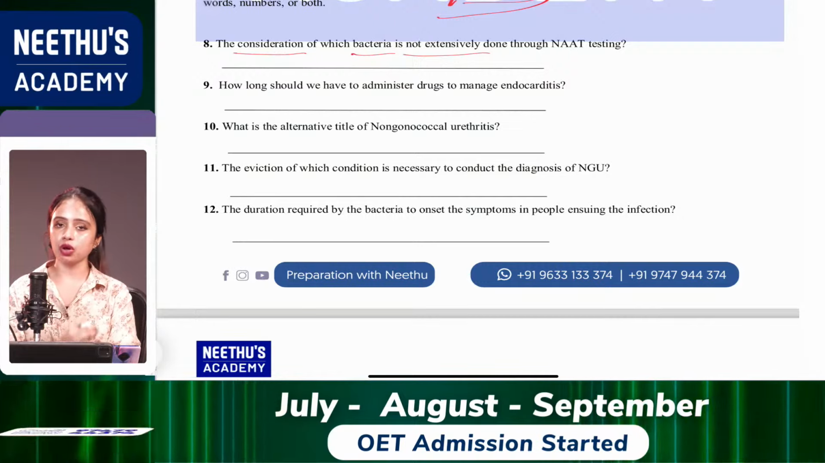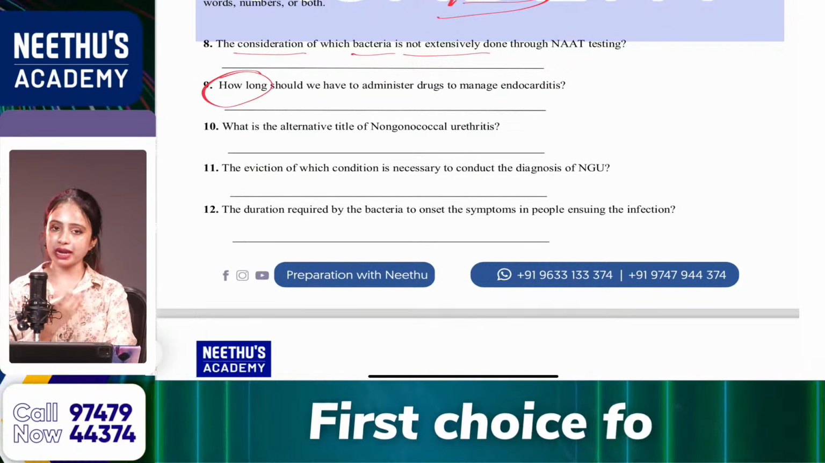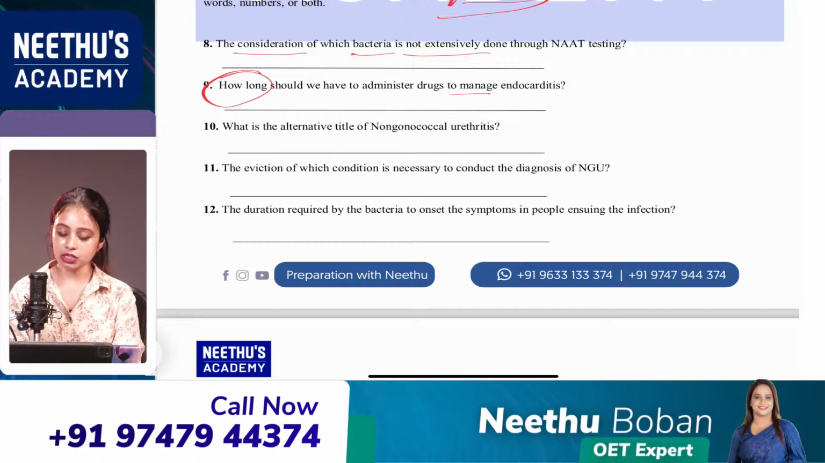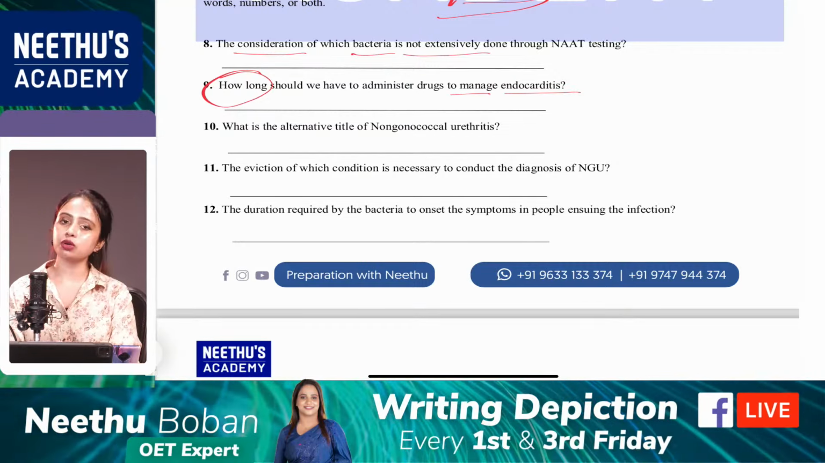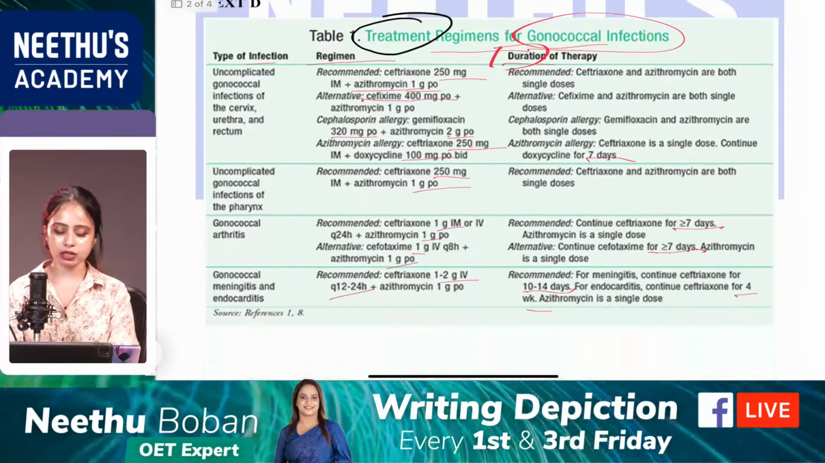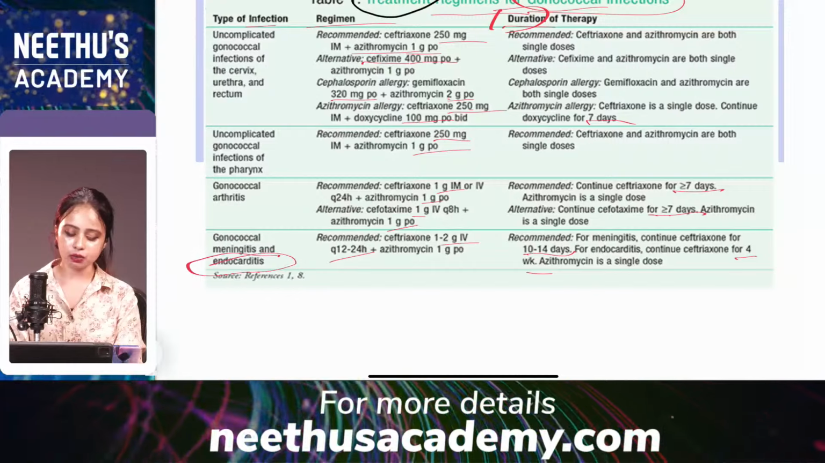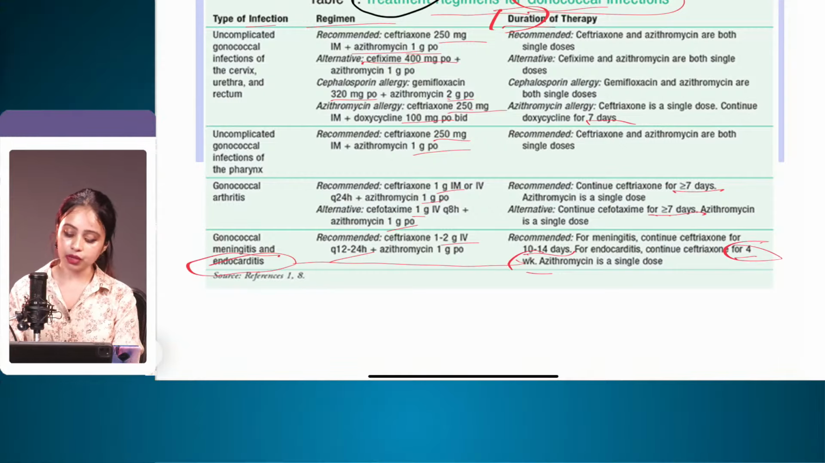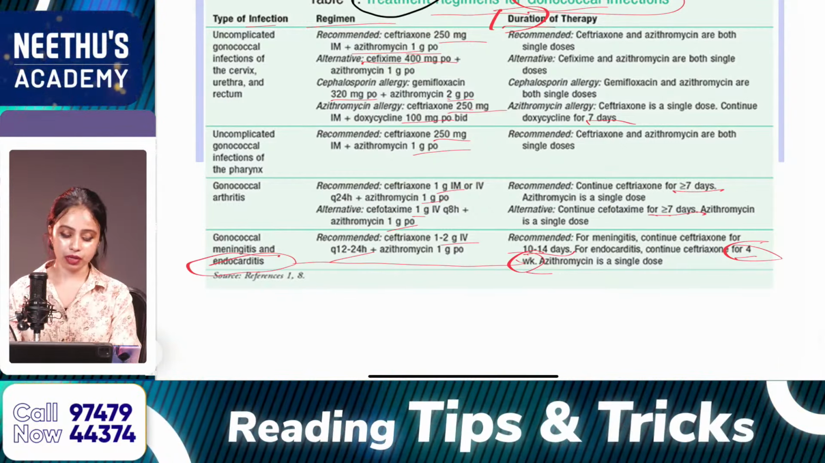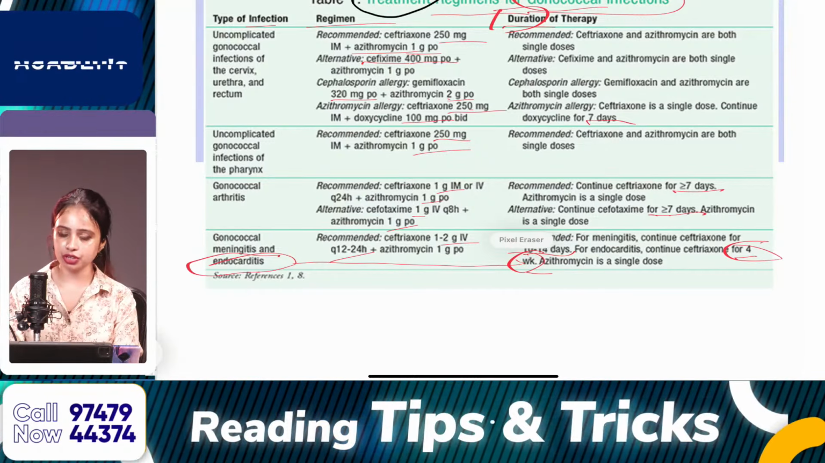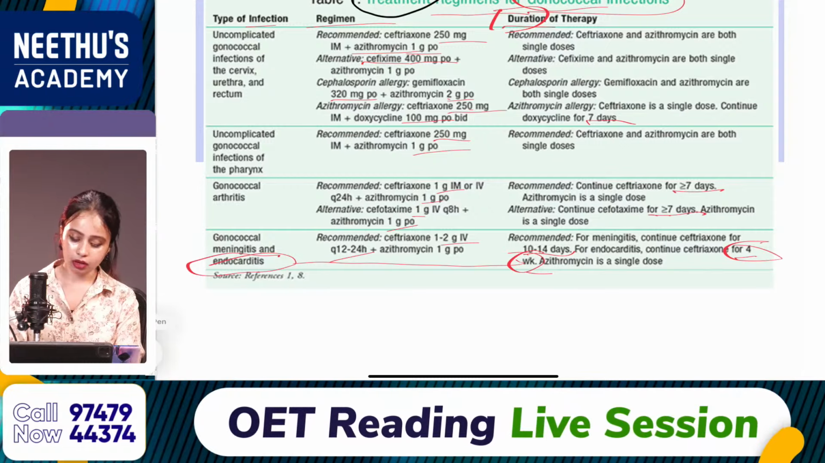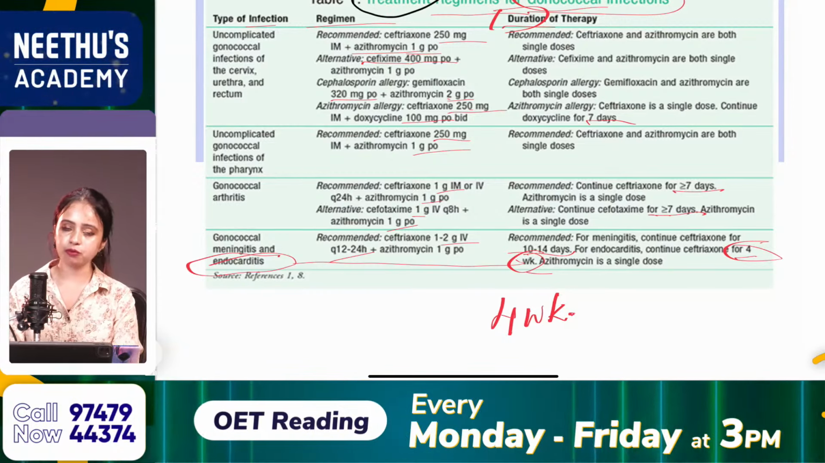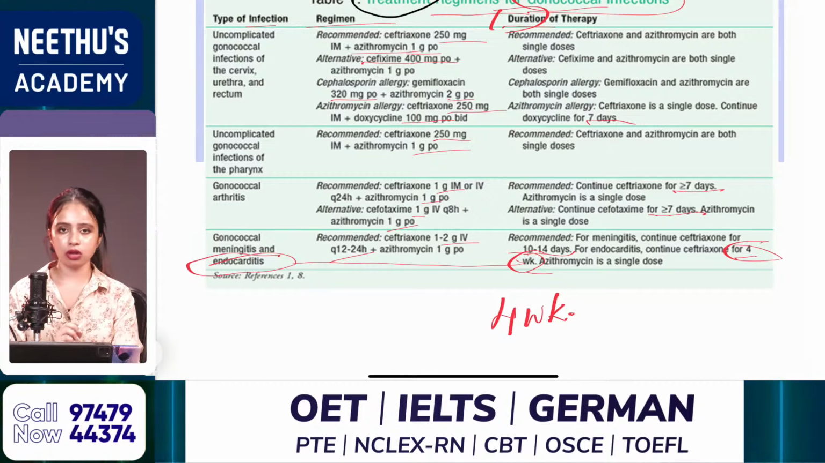Then ninth one. How long, which means they need the duration, should we administer drugs to manage endocarditis? So my keywords: how long, manage endocarditis. What is the duration? So medications are mentioned in text D. Endocarditis is in the last line. So what about the duration of this medicine? That is 4 weeks. You can write it as whatever they have mentioned here, 4WK dot, which is the short form for weeks. So 4WK, or you can write 4 weeks.